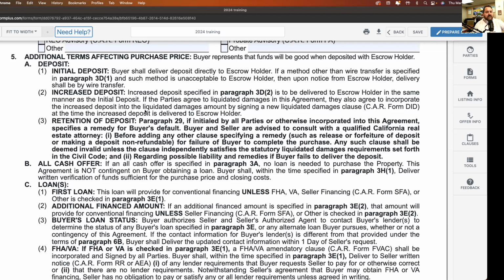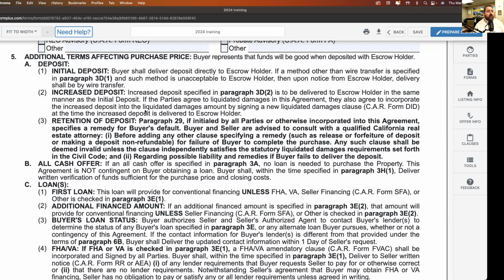Here's more detail on increased deposit that we've talked about in the past. The increased deposit specified in paragraph 3D2 is to be delivered to escrow holder in the same manner as the initial deposit. So if I have an initial deposit of $10,000 and it's going by wire transfer, and then 14 days later I put an additional $10,000 in because that's when I have access to the funds, it also has to be delivered by wire transfer.